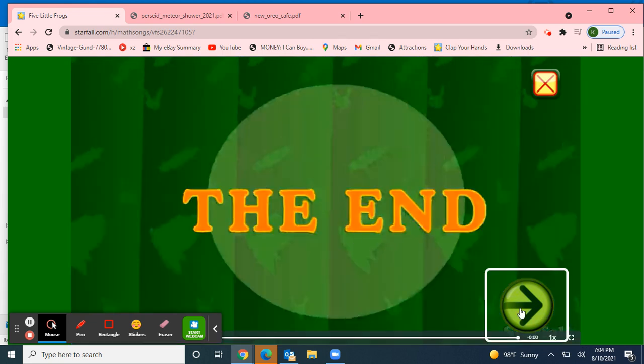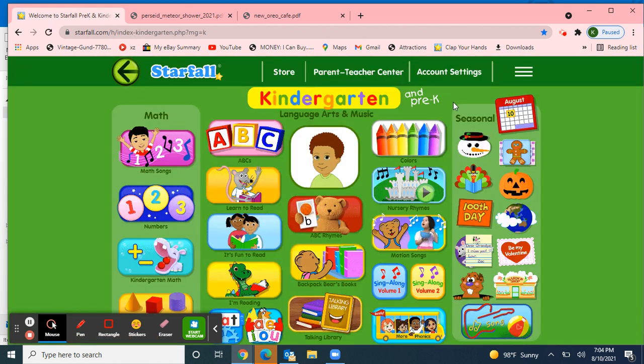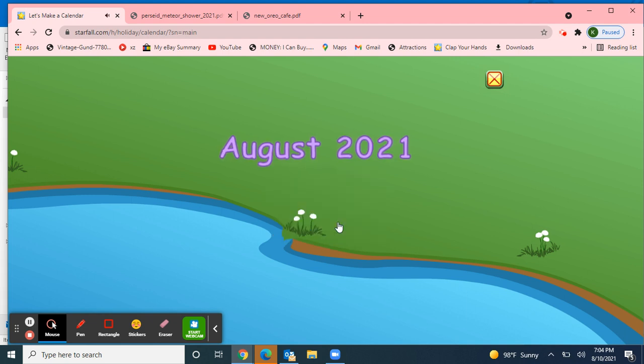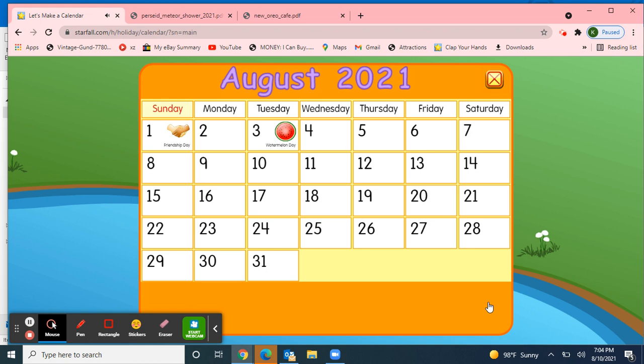Next, I'll use Starfall for our calendar activity. So I'll move over to the August calendar. Yippee! It's August 2021. Let's make a calendar. First, we'll start with the days of the week. Sunday, Monday, Tuesday, Wednesday, Thursday, Friday, Saturday.